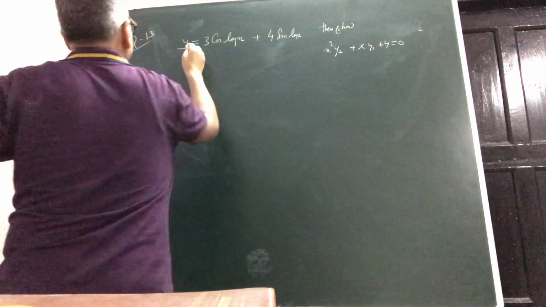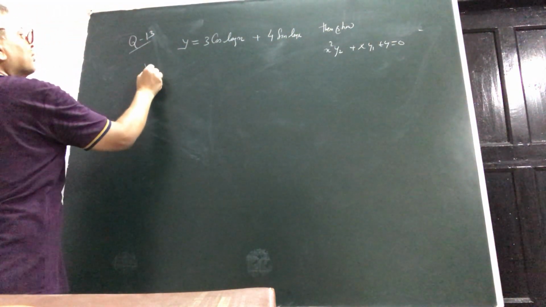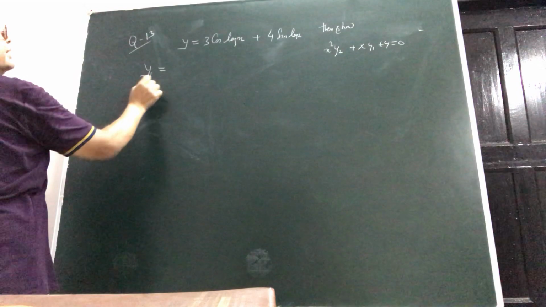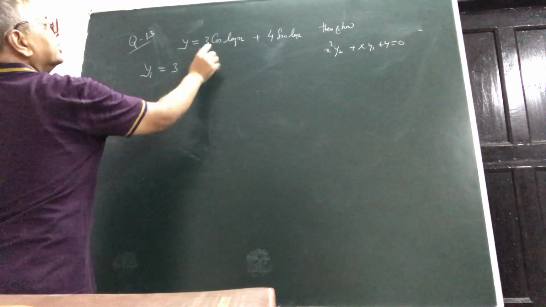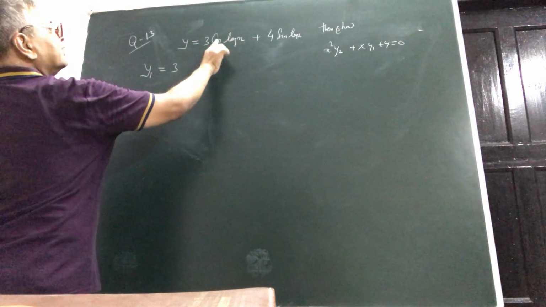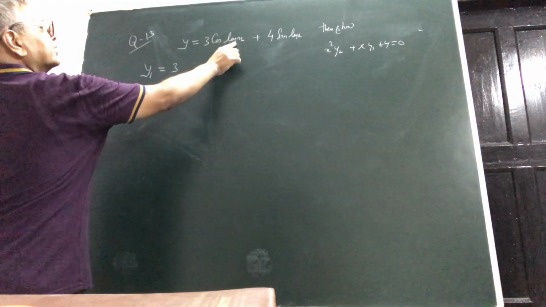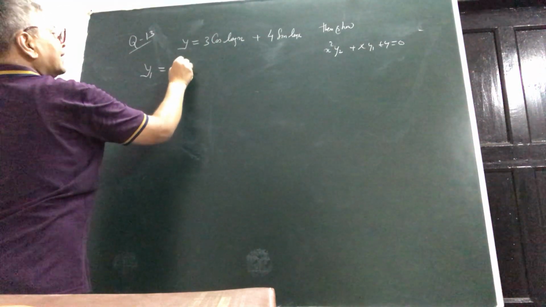Okay. So differentiate this thing, what you get is y1. y1 is the first derivative. So differentiate 3 cos log x. First you will assume log x as t, cos t. The derivative of cos t is what? Minus sin t.